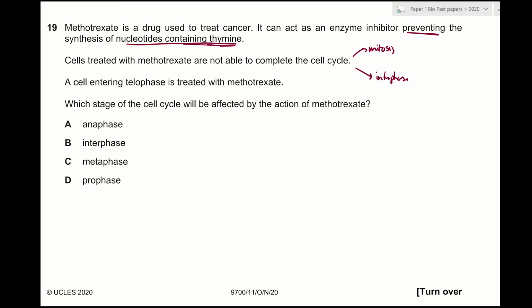And we also know that during interphase, DNA replication takes place during the S phase of interphase. And we all know that DNA replication requires the synthesis of nucleotides to be able to synthesize new DNA by semi-conservative replication. So if we do not have nucleotides for DNA replication, then interphase cannot take place, so it will be impacted. Therefore, the answer is going to be B.